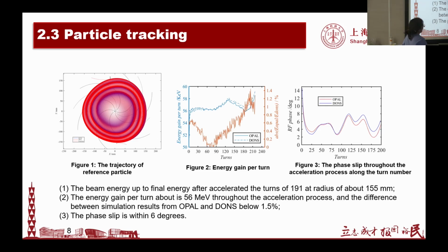The beam energy reaches the final energy after acceleration, at turn 191 at a radius of about 155 millimeter. The energy gain per turn is about 56 keV throughout the acceleration process, and the difference between simulation results from Oppo and Dance is below 1.5%. The phase slip is within 6 degrees, which indicates that we have a good isochronous condition.